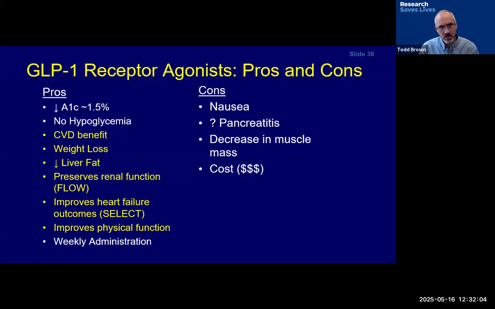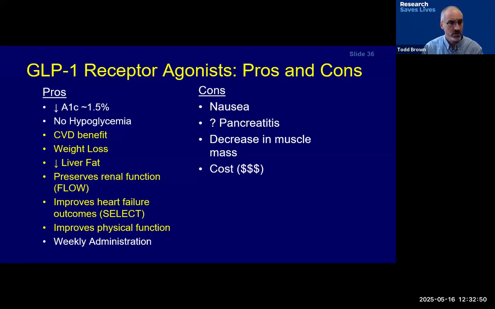So here are just thinking about GLP-1 RAs, pros and cons. Good effect on hemoglobin A1C, no hypoglycemia when used without insulin or sulfonylureas. Cardiovascular benefit, as we talked about, impacts on weight loss, liver fat, renal function, heart failure, physical function, and really the list, we're really just starting to understand, potential impacts on immune function, so decreased systemic inflammation, which may be particularly valuable in our patient population, impact on addiction potentially. As I mentioned, we're really just starting to understand.